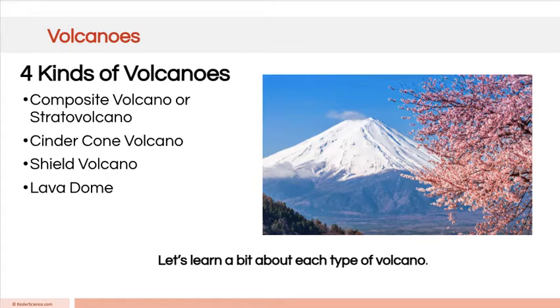There are 4 types of volcanoes. We have a composite volcano, sometimes we call that a stratovolcano. We have a cinder cone volcano, a shield volcano, and we have a lava dome.